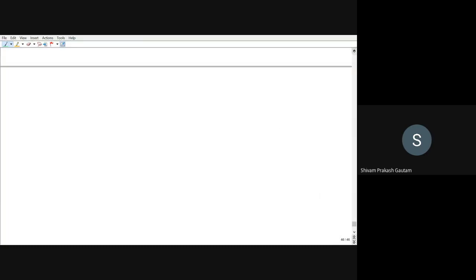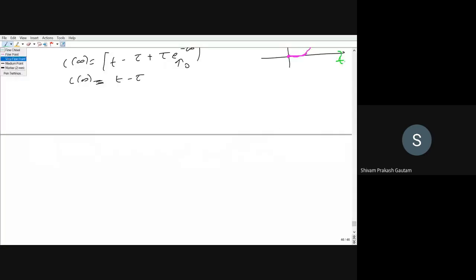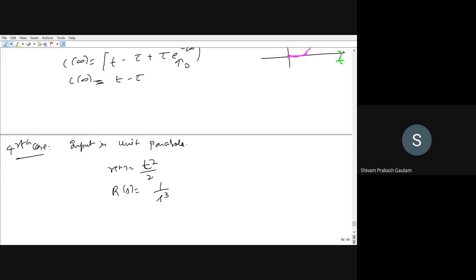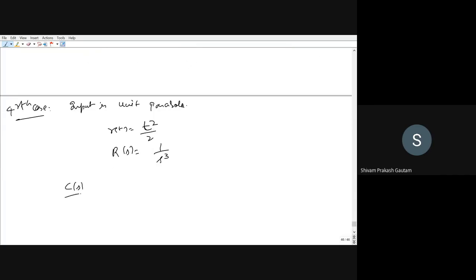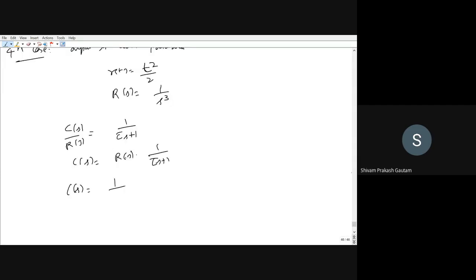Now we will consider when your input is the fourth case. Input is unit parabola. That is r(t) is equal to t square by 2. R of s will be equal to 1 by s cube. So C(s) upon R(s) for first order system, we have calculated, is 1 upon tau s plus 1. So C(s) will be equal to R(s) multiplied by 1 upon tau s plus 1. Substituting the value of R(s), that is 1 by s cube, multiplied by 1 upon tau s plus 1.